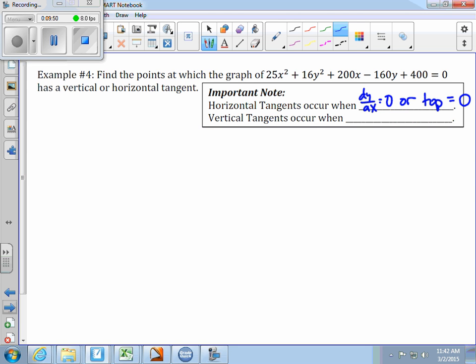When do you have vertical tangents? When the denominator of dy dx is 0. Because then you have an undefined slope.